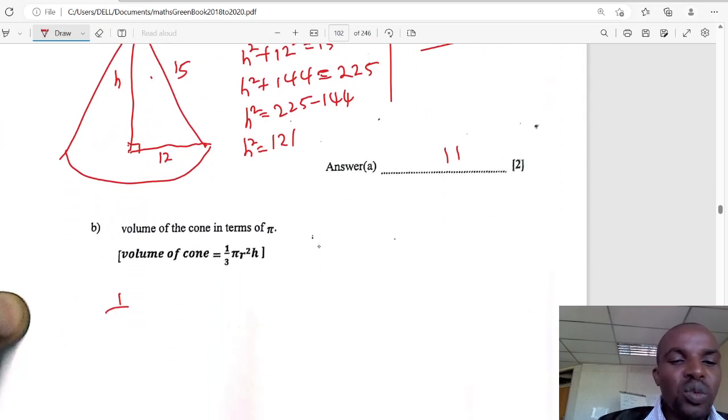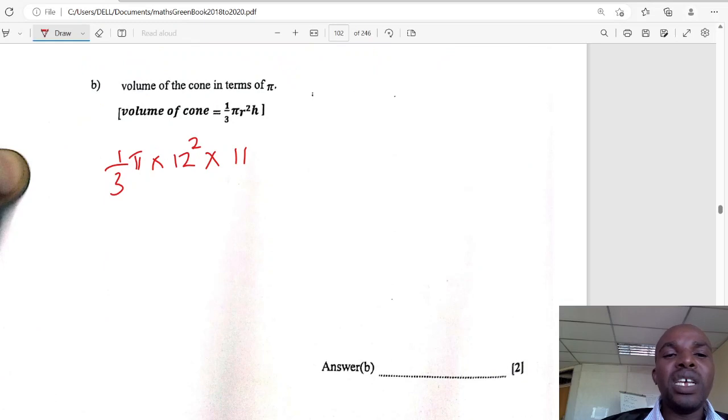Next, volume of the cone in terms of pi. You just substitute. So 1 over 3 pi times the radius, 12 squared, then times the height, the one that you found, which is 11. That's the vertical height. Please take note of that, not the slant height. Then you can simplify this part. So it will be 1 over 3 pi times 144 times 11. Right, 144 times 11. So this one can be simplified. 3 can get into these items.